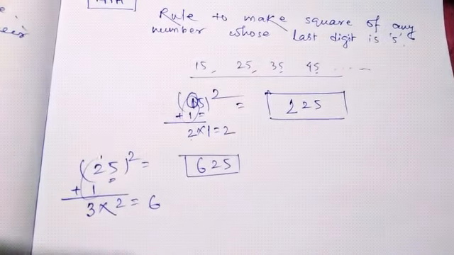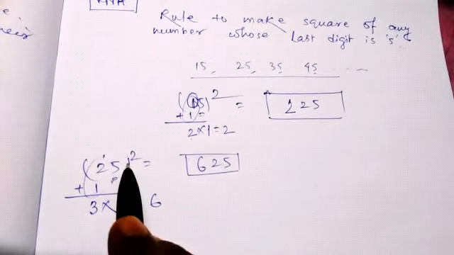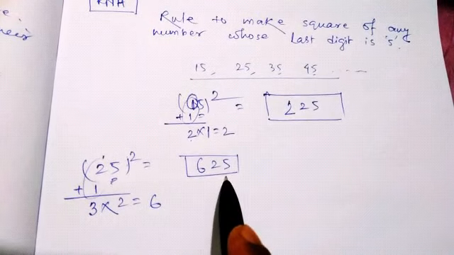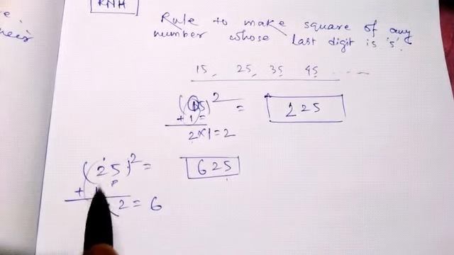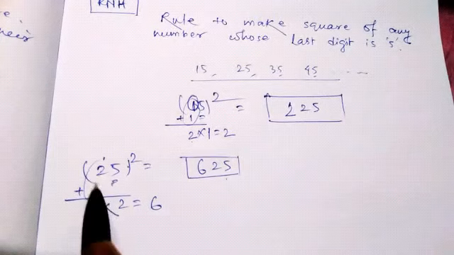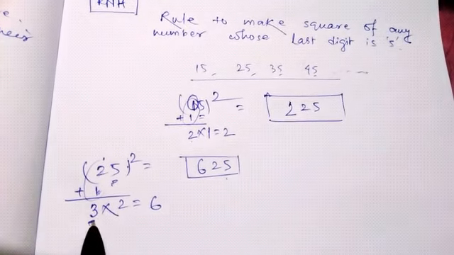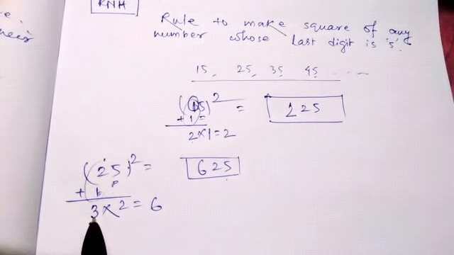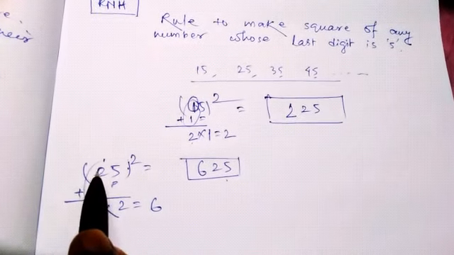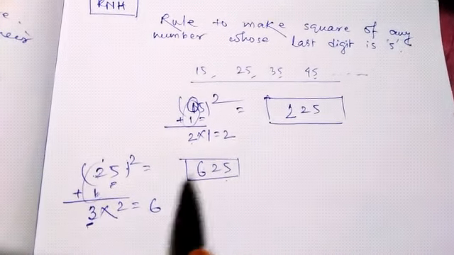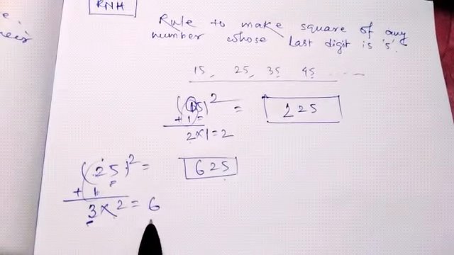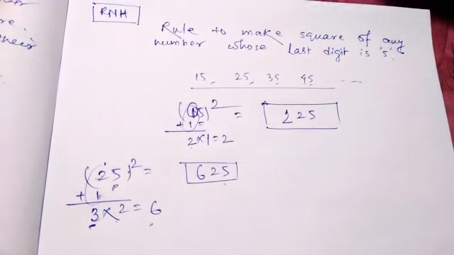Very simple one. At first make 5 square, that will be 25. Then add 1 to this 2, 2 plus 1 will be 3. Then multiply this number with the previous number, that is 2, and you will get 2 into 3, that will be 6. So the answer is 625.